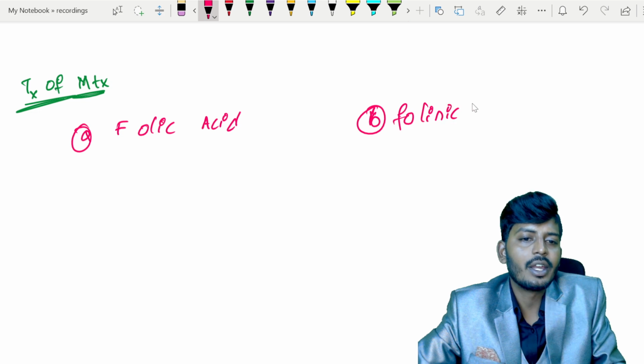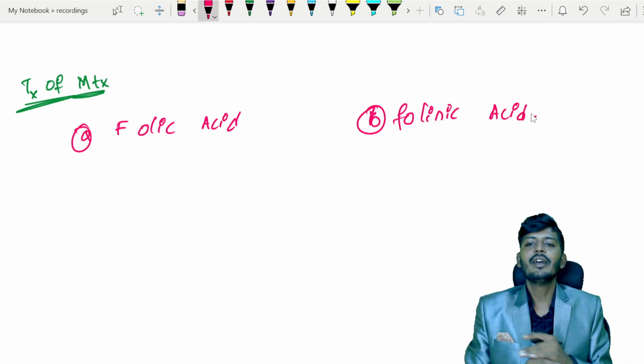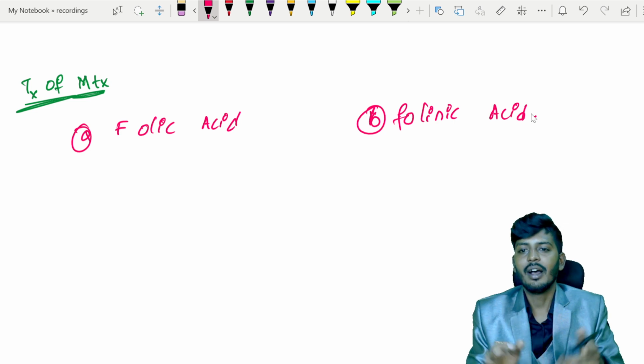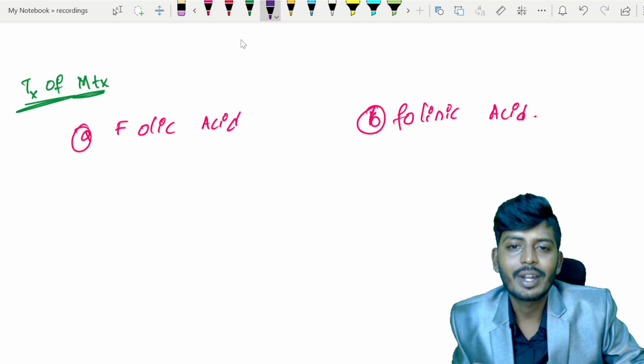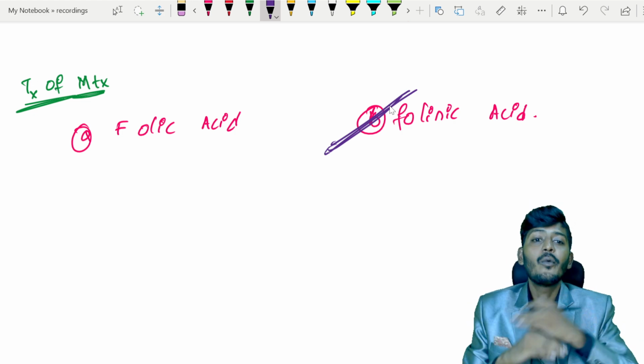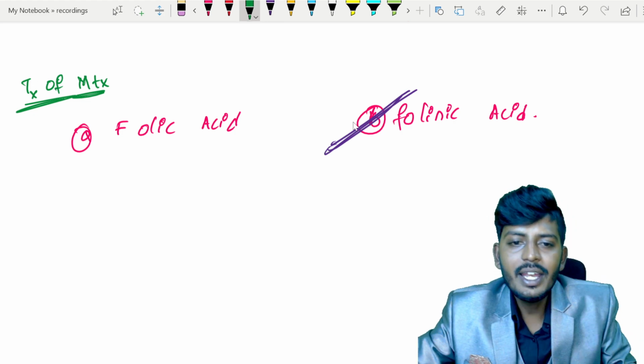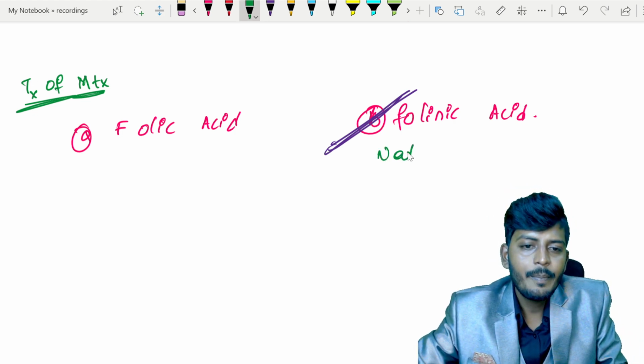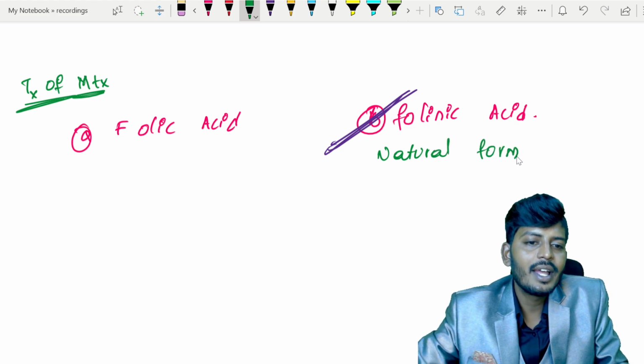Now this is going to confuse you a lot. Remember, what is the correct answer? The treatment of methotrexate toxicity is going to be folinic acid. So what is this folinic acid? Folinic acid is a natural form of folic acid.